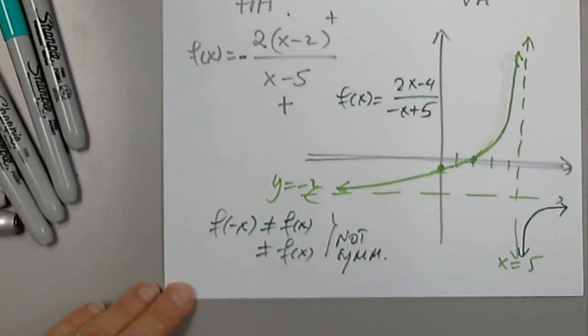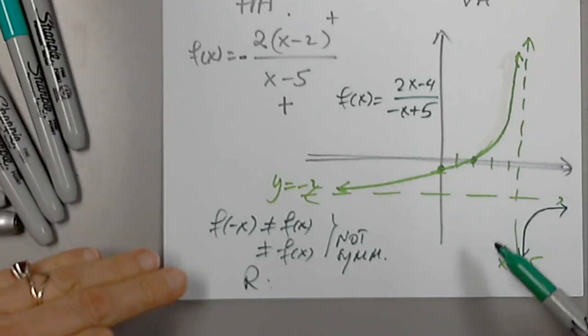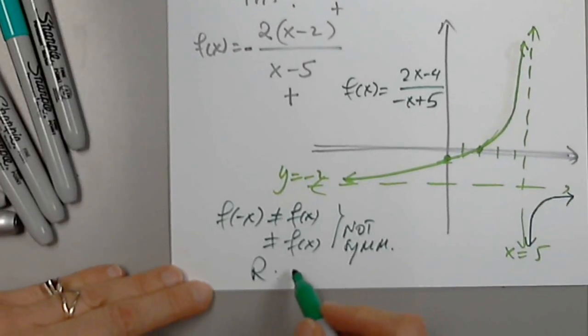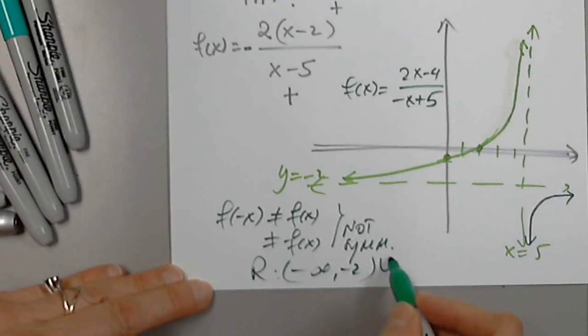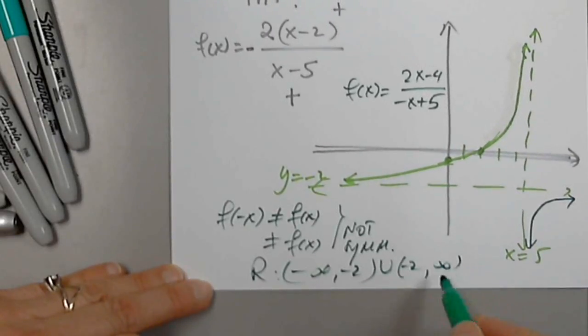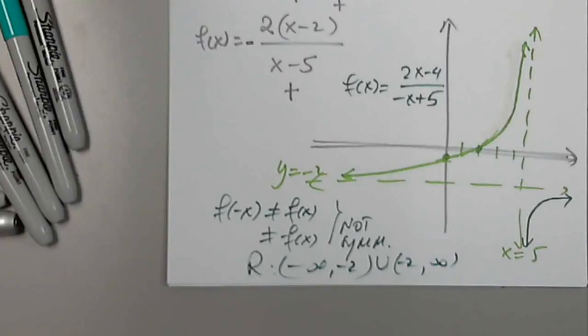Now, about the range. It's very important to be able to identify the range of such a function. So what is the range of this function? Awesome. Negative infinity to negative 2 to infinity. Very good. Negative infinity to negative 2, union negative 2 to infinity. Perfect. Very good. Thank you.